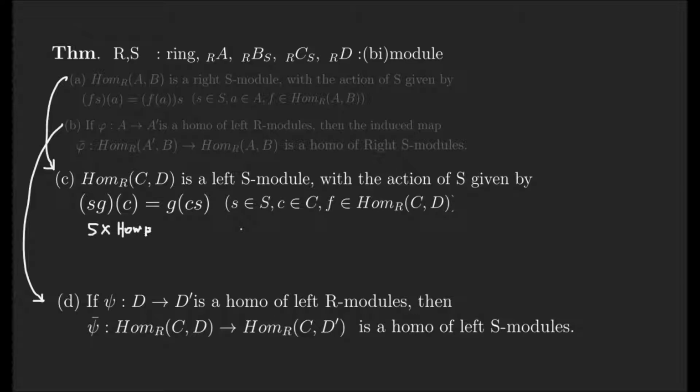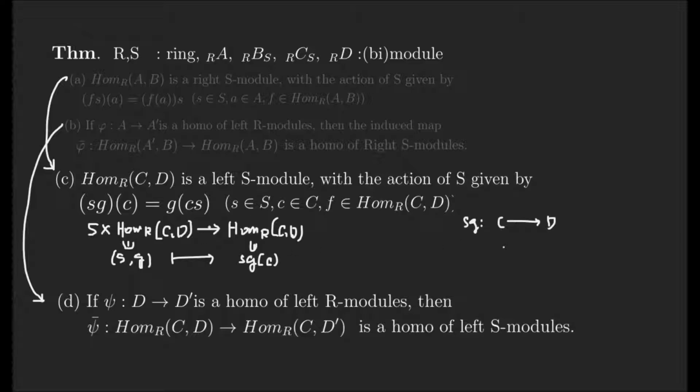Hom_R(C, D) goes to Hom_R(C, D). And if the map S and G is given, then S, G, but the additional notation C is required, and C, D is clearly, because the map SG is clearly in Hom, in order to Hom_R(C, D), this is SG, C, and SGC is clearly in D. Then this map GCS is a well-defined map.